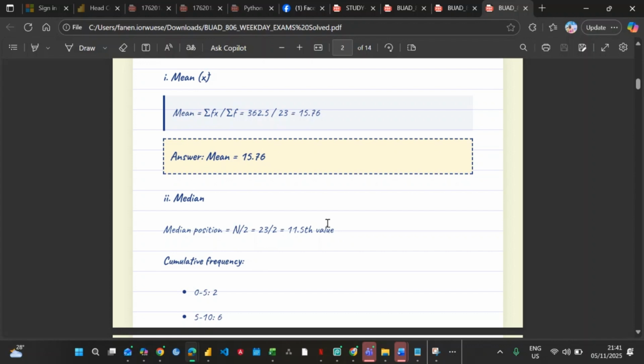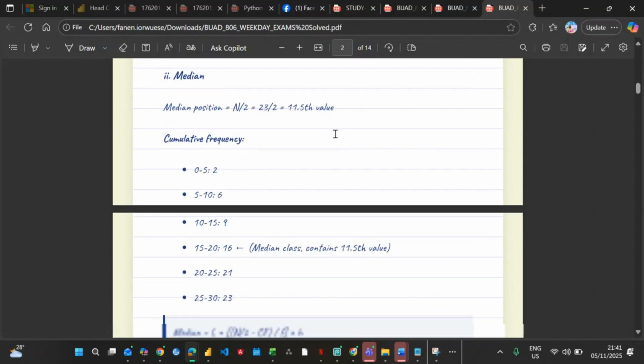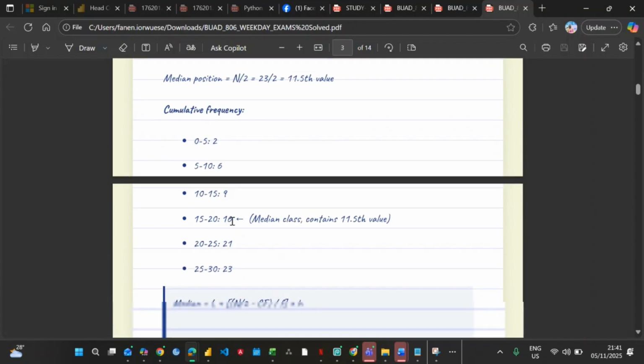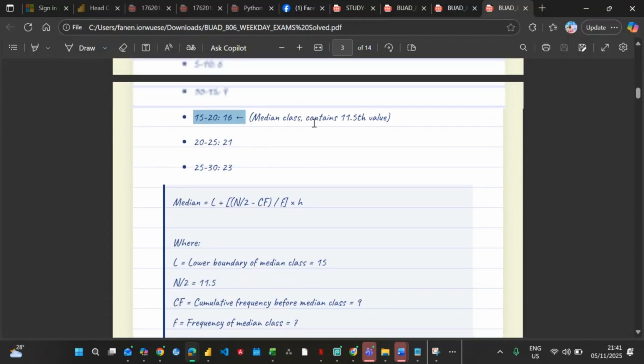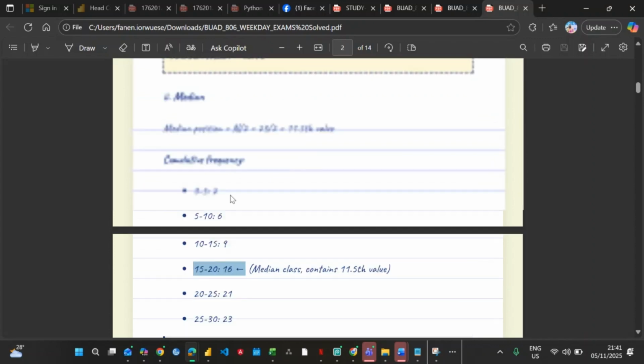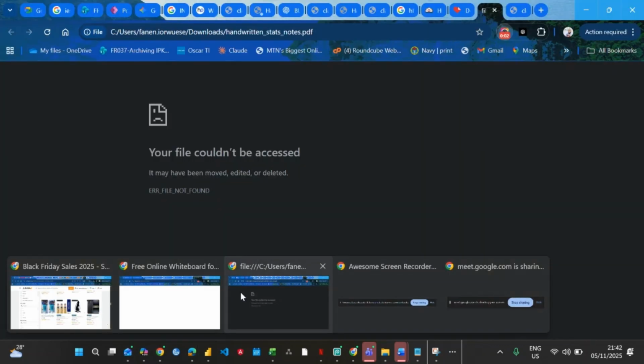How did we determine where it falls? We determine that by using the median position. We want to find the position where we can choose our middle point, so we use n divided by 2. 23 divided by 2 gives us the 11th position. The 11th position falls inside 16. 9 cannot give you that, and this one is too much. So this is where it is. That's why we choose this as our median class.